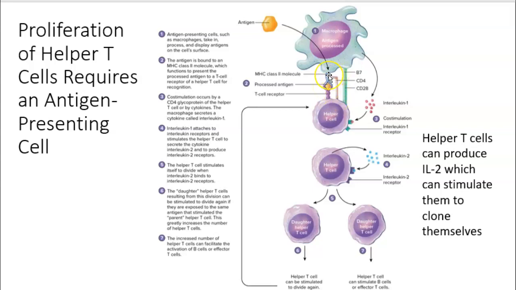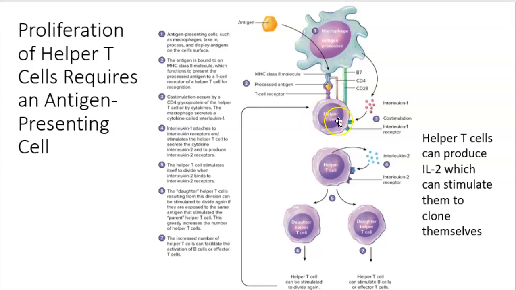The CD4 marker will come from the helper T cell. Again, this is a protein that sticks out of the surface of the helper T cell, and binds to the MHC class II molecule. A CD28 is going to bind to the B7. This is called co-stimulation. Additionally, the macrophage will start to release cytokines. In this case, it's called interleukin 1. You don't have to memorize the name of interleukin 1. And you see that interleukin 1 will bind to receptors on the helper T cell. All of these things need to be in place for the helper T cell to truly become activated.